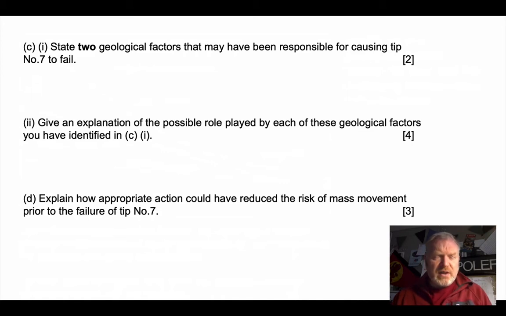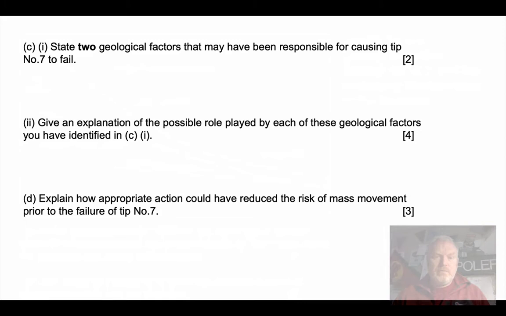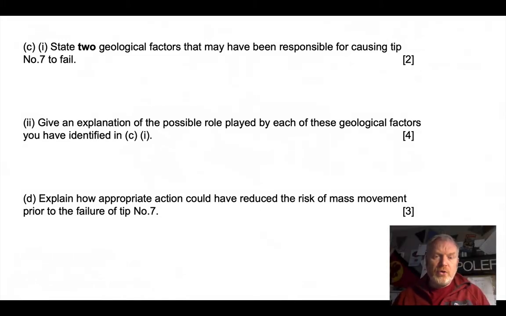Now, I said at the start of this that we were going to focus on the geology. It's fairly clear that it's not just a geological disaster. There's certainly human influence on this. So the last part of this question is more about what should have been done. How could the risk from this mass movement actually have been reduced before the failure of it? What should have been done? Okay, have a go at those questions now. See what you can come up with.